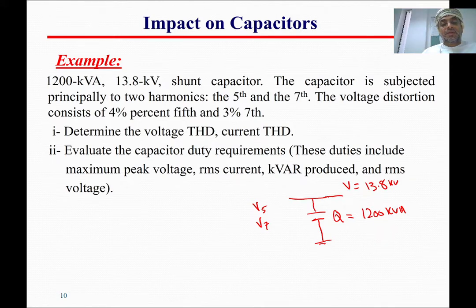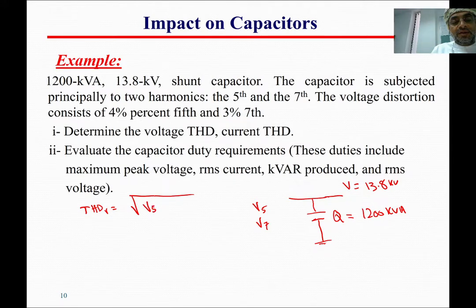We are asked to calculate the total harmonic distortion for the voltage and for the current. The total harmonic distortion for the voltage will be equal to the square root of the 5th squared plus the 7th squared, divided by the fundamental. So we need to find the fundamental component. The fundamental component will be 13.8. The 5th is given as 4%.